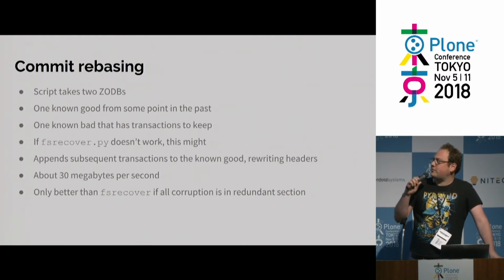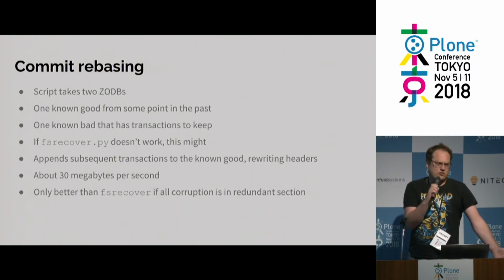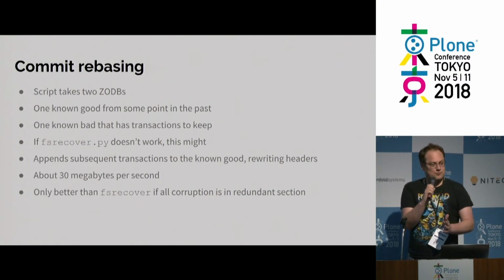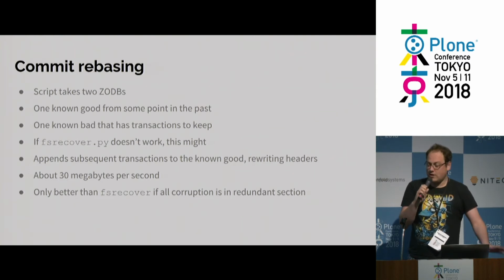So I wrote a new script. It's inspired by FS Recover, but it takes as a hint a known good ZODB from the past. So you've got your file storage, it's file storage only. If you have a file storage that's an old backup and a file storage that has known corruption, and you're lucky enough that all the corruption happens in the place before the backup starts covering it. So if you could have restored from a backup and you just didn't think to do it, or you didn't realize there was corruption until too late, then this will help you.